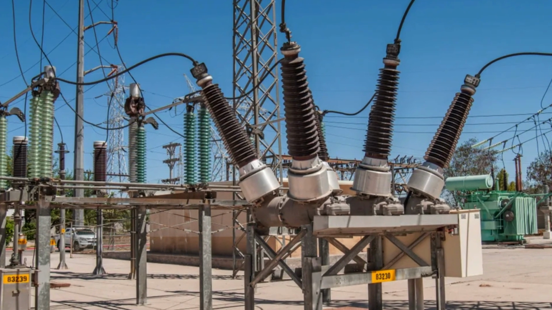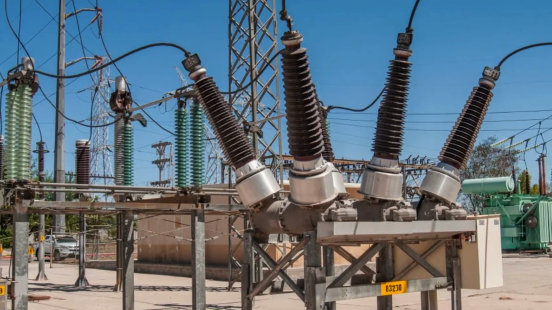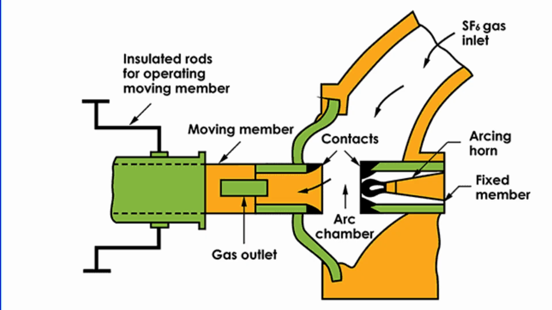SF6 circuit breakers use sulfur hexafluoride gas as the arc quenching medium. The superior arc quenching properties of SF6 provide benefits such as short arcing time, the ability to interrupt larger currents, and low maintenance. However, they are costly and require additional equipment for gas reconditioning.